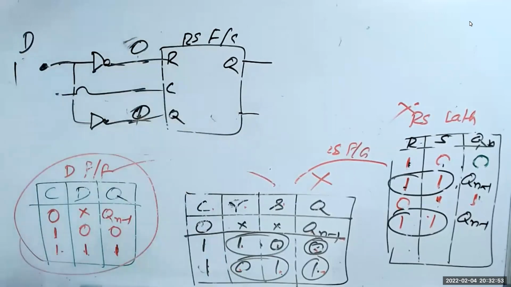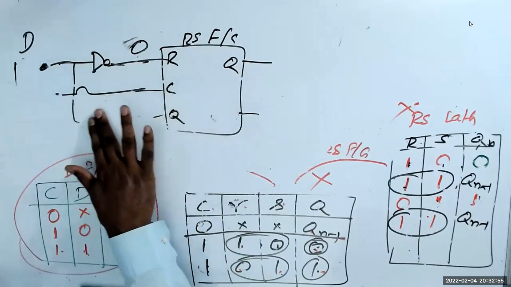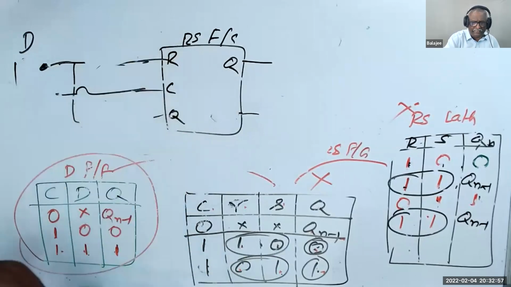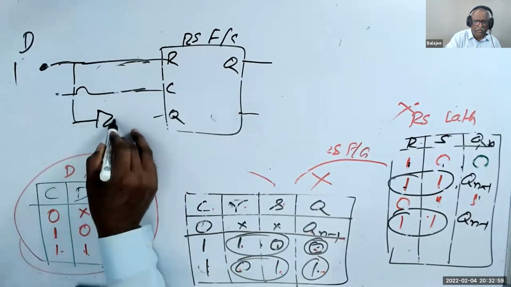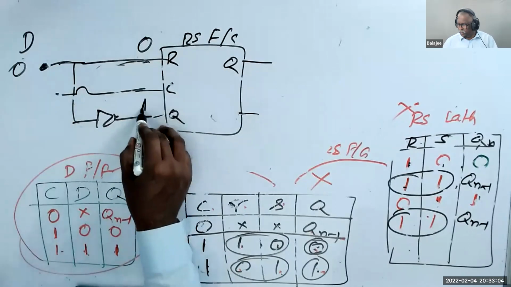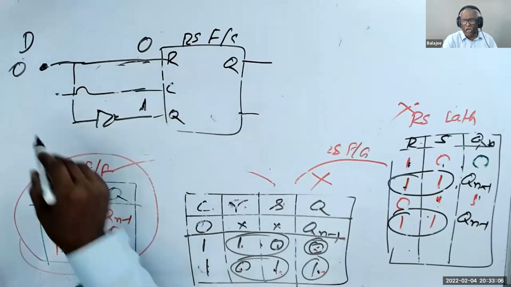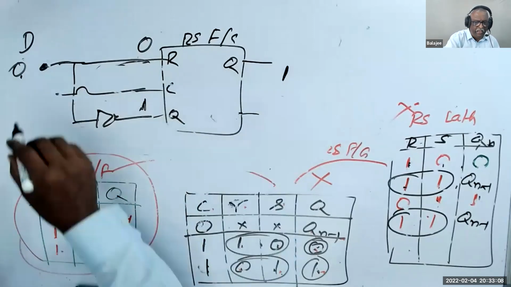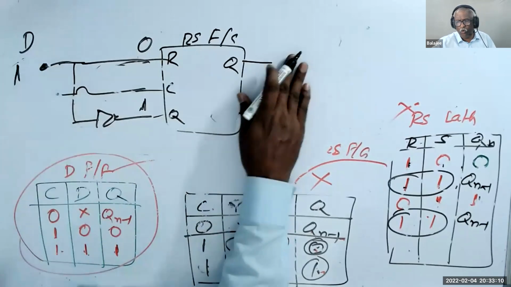We can remove the inverter at R, sir. Yeah, then what will happen? Tell me. Now understand. You are right. You put an inverter here. If I give 0 here, what happens? This becomes 0, this becomes 1. 0-1 means 1. If I give 0, I'll get output as 1. If I give 1 here, the output becomes 0.